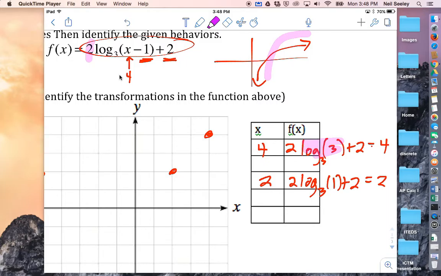Now, something you always want to do with a log graph is take note of its asymptote. When I moved it to the right 1, I also moved the asymptote off of x equals 0 to being x equals 1. So that kind of helps. Now you see those 2 points that I plotted already? You can get a sense that, ooh, that graph's going to snuggle up against that asymptote.